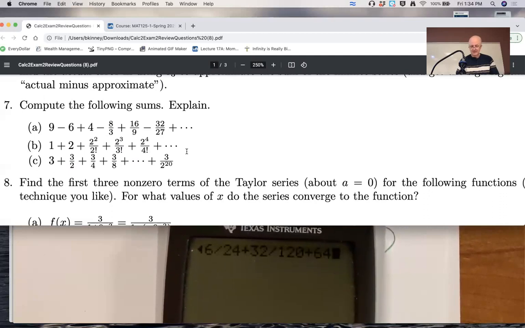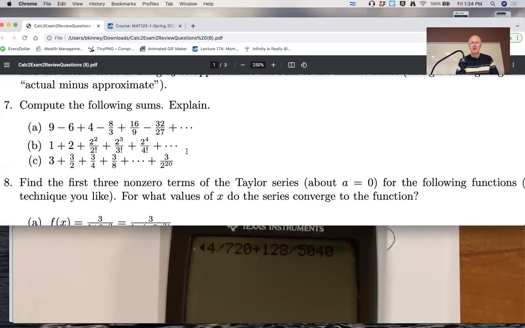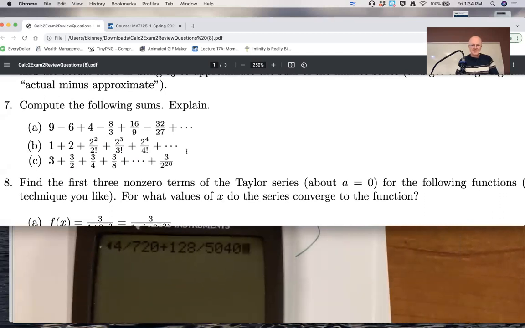I have powers of 2 in the numerator and factorials in the denominator. 5040 is 7 factorial. We are pretty close to e squared.